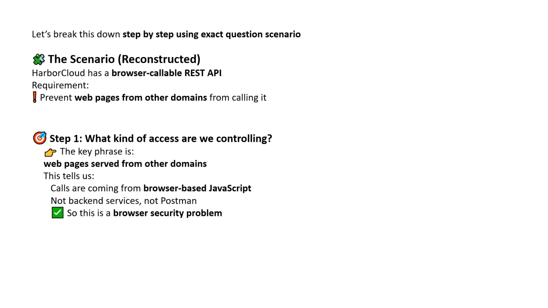Okay, so let's break down step by step using the exact scenario. The scenario says Harbor Cloud has a browser callable REST API. The requirement is to prevent web pages from other domains from calling it, right? So what kind of access are we controlling? Web pages served from other domains. This tells us calls are coming from browser-based JavaScript, not backend services, not Postman. So this is a browser security problem.